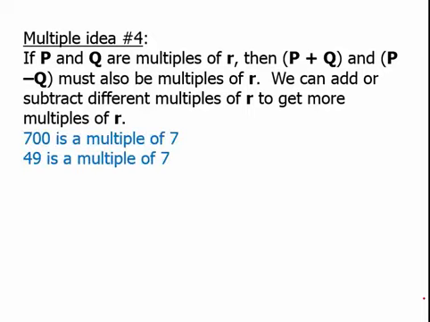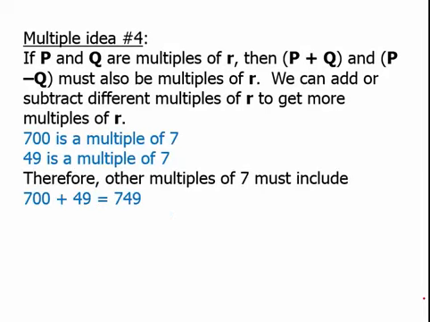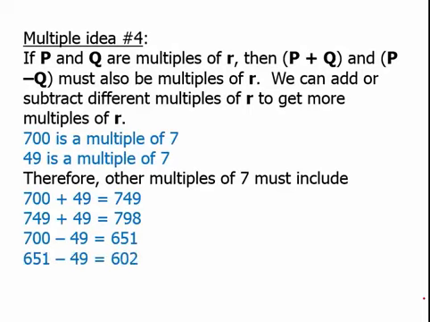So, for example, 7 is clearly a multiple of 7, and 700 is clearly a multiple of 7. That's obvious. 49 is a multiple of 7. That's clear. Therefore, other multiples of 7 must include 700 plus 49. And we could add 49 again. Or we could subtract 700 minus 49 and subtract 49 again. So all of these new numbers are multiples of 7. So once again, you can add or subtract any two multiples of 7 and get another multiple of 7.